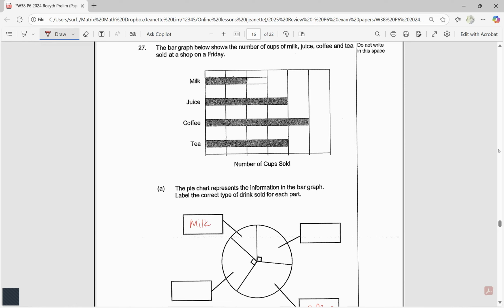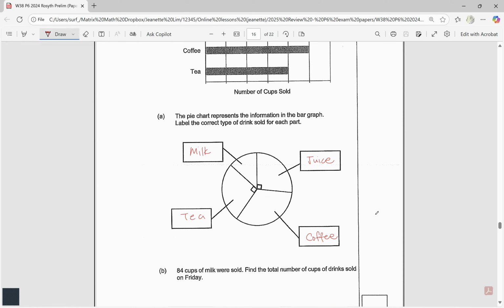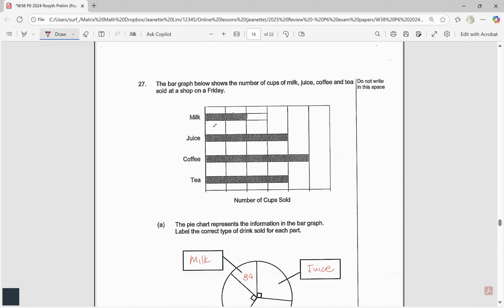Juice and tea. Coffee isn't. Juice and tea are the same. Then you have two more portions left that are equal. So juice and tea. 84 cups of milk was sold. Find the total number of cups of drinks sold on Friday. So if this is 84, what's the rest? Okay, in terms of units, from the bar graph, this is 2 units, 4 units, 5 units, 4 units. So if the milk is 84, which means that 2 units is 84.